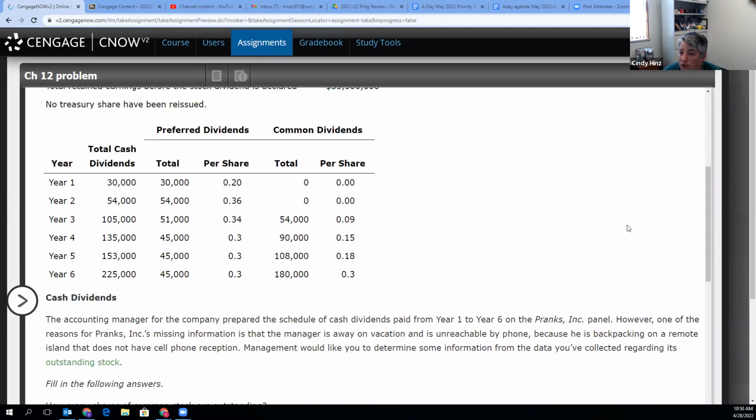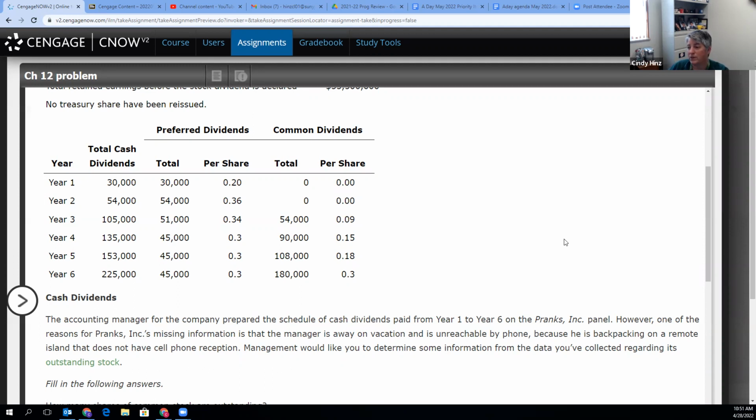The accounting manager for the company prepared the schedule of cash dividends from year 1 to year 6. However, one of the reasons for Pranks Incorporated's missing information is that the manager is away on vacation and is unreachable by phone because he's backpacking on a remote island that does not have cell phone reception. I want to go to that island.